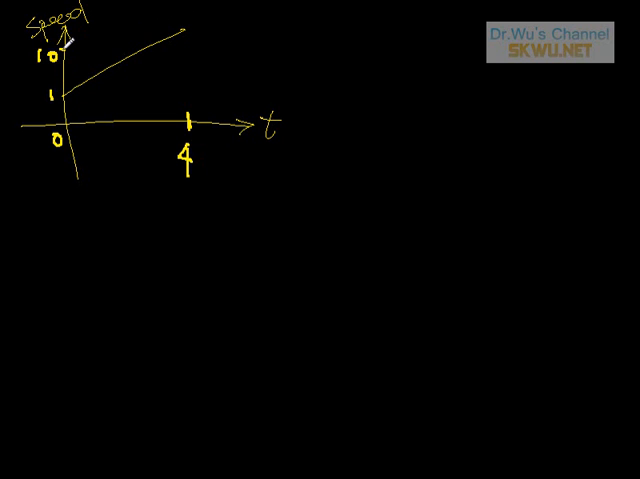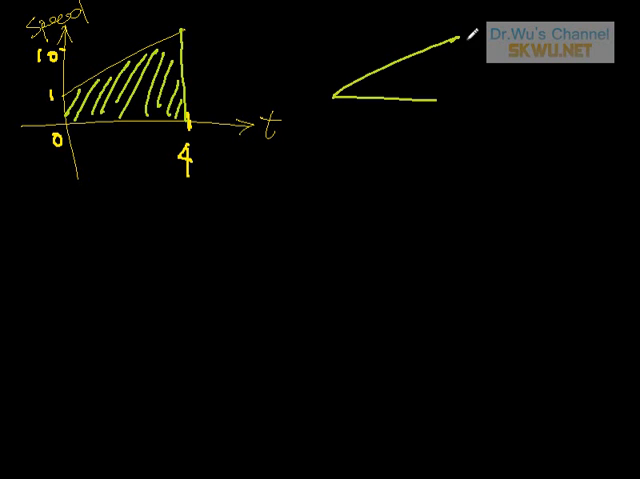So how can we find the distance? The distance basically is the area under the curve for the first 4 seconds. So it will be here until this part. This area is the distance. So how can we calculate the distance? In this case, we can find the area. We can separate it into a triangle and a rectangle. It is very simple, right?